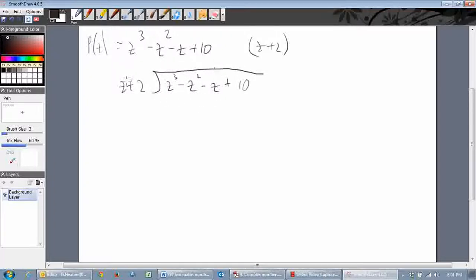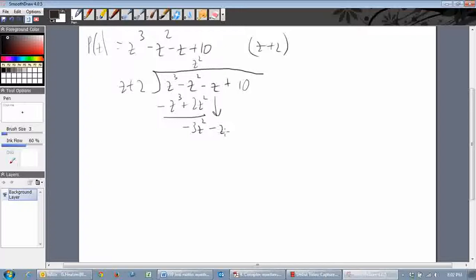Remember your polynomial division. What do we need to times Z by to get Z cubed? We need to times it by Z squared. So let's times all this by Z squared. You get Z cubed. What's 2 times Z squared? Plus 2Z squared. Do a subtraction. This minus this, they cancel to 0. Negative Z squared minus 2Z squared is negative 3Z squared.